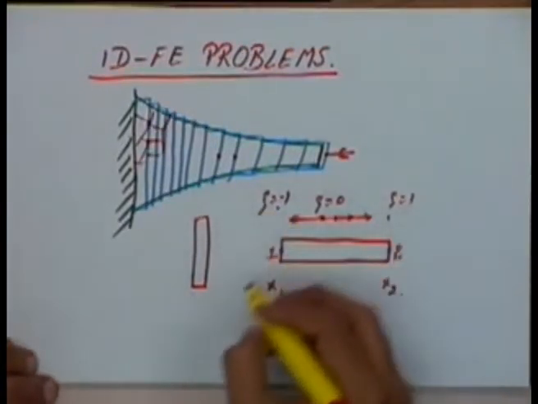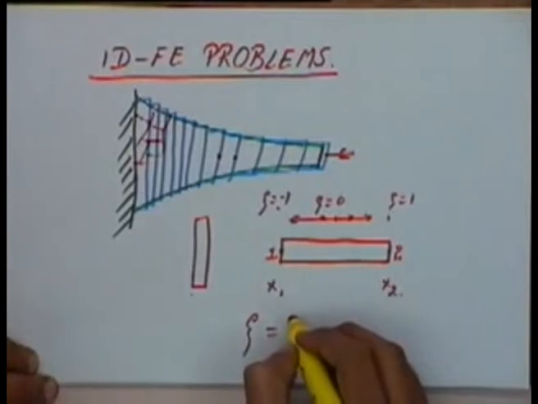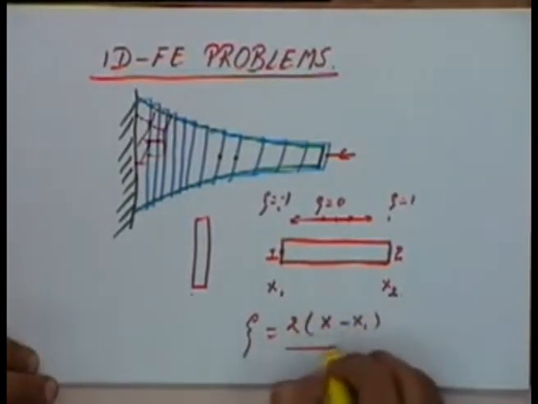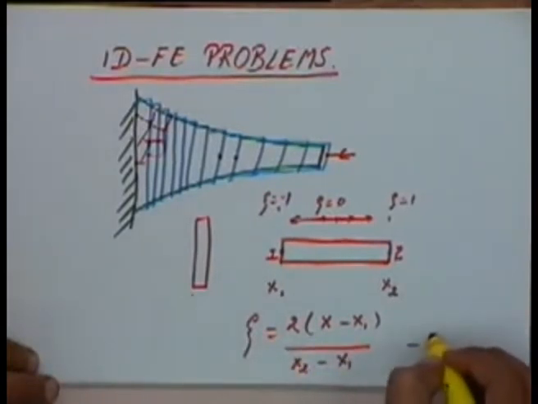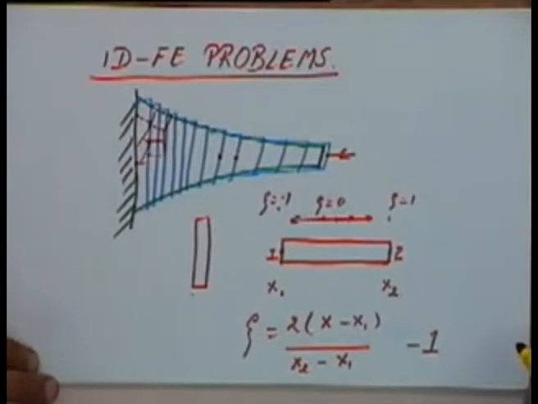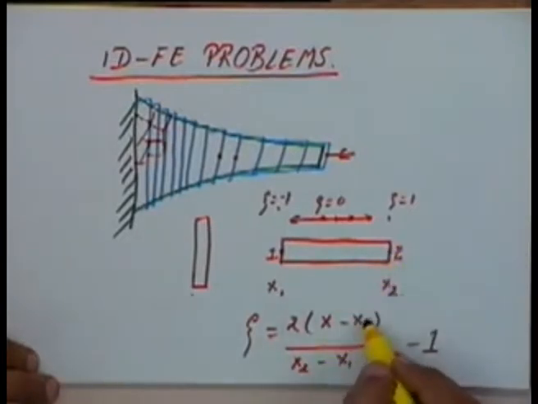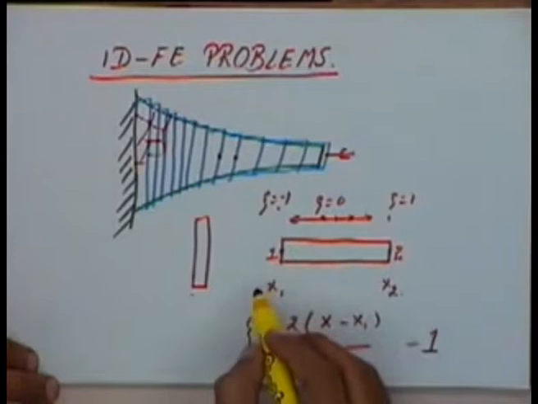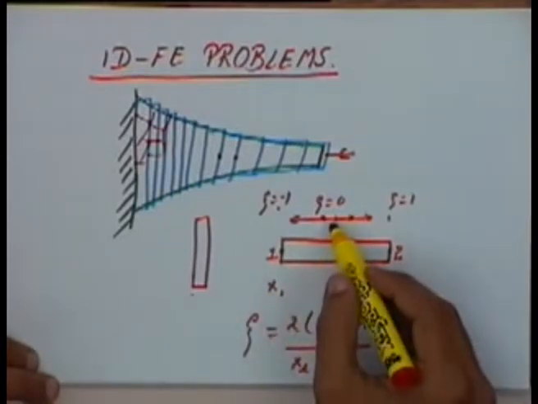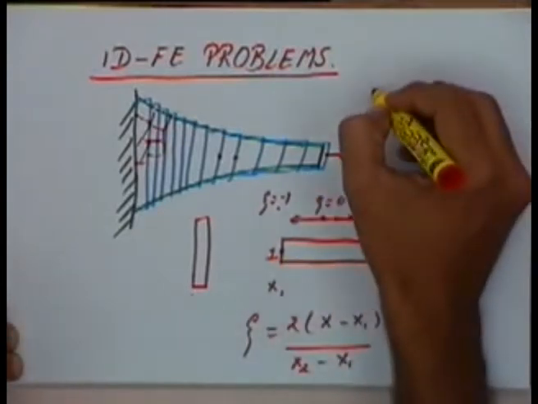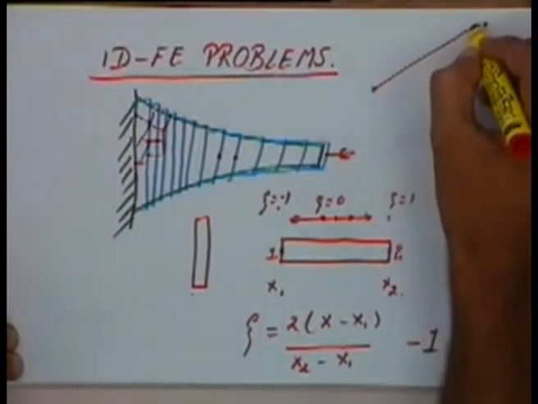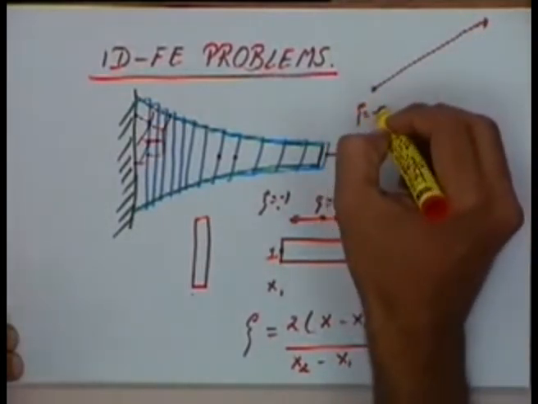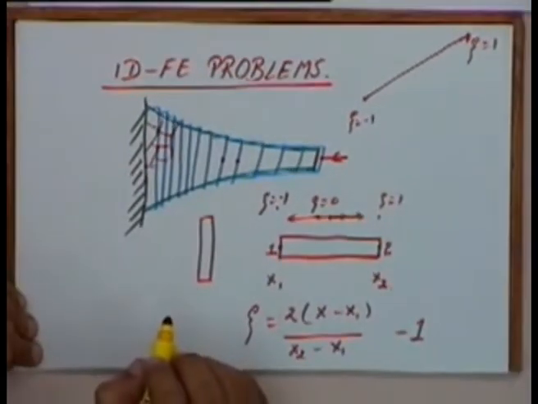So zeta will be equal to 2 times (x minus x1) divided by (x2 minus x1), minus 1. At this point x is equal to x1, so this term will be 0 and zeta will be equal to minus 1. At this point x is equal to x2, so x2 minus x1 will cancel out, and 2 minus 1 gives plus 1. Similarly at the center, that is (x1 plus x2) by 2, zeta is equal to 0. Essentially zeta changes from minus 1 to plus 1 in a linear manner. Here we have zeta equal to minus 1, here zeta equal to plus 1.